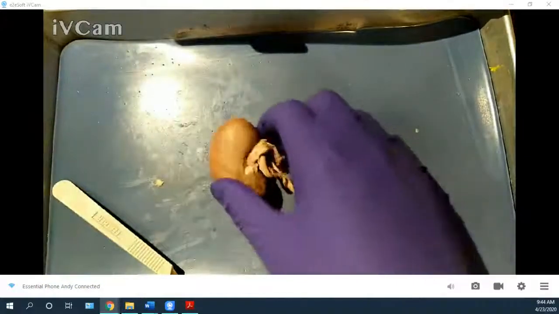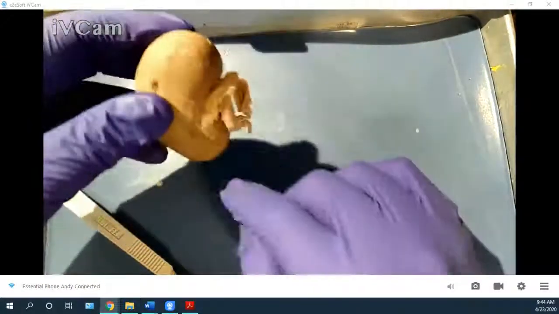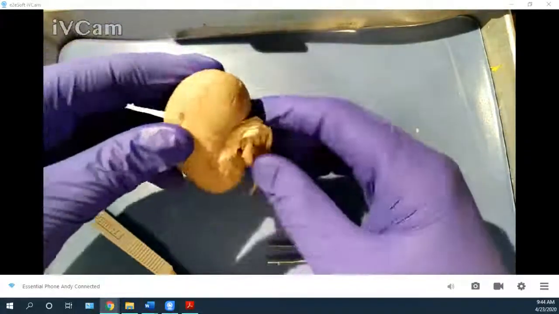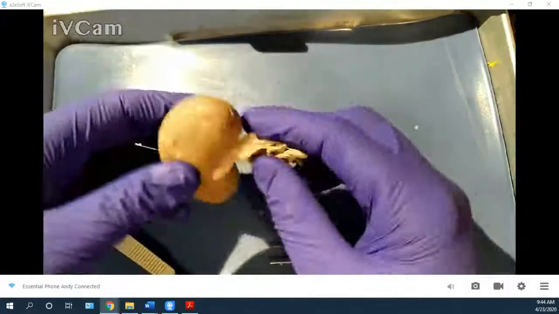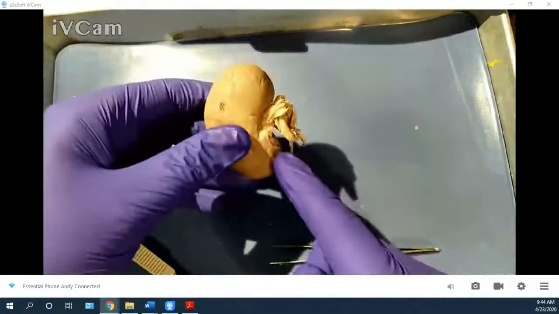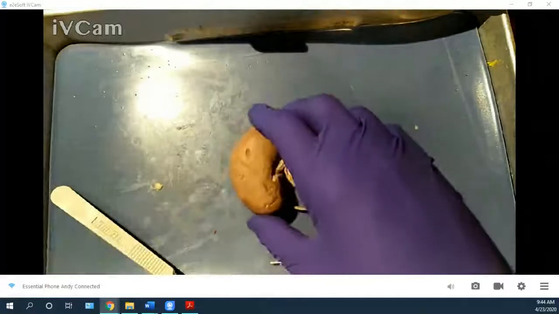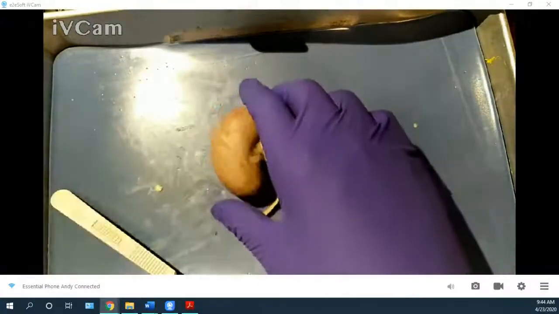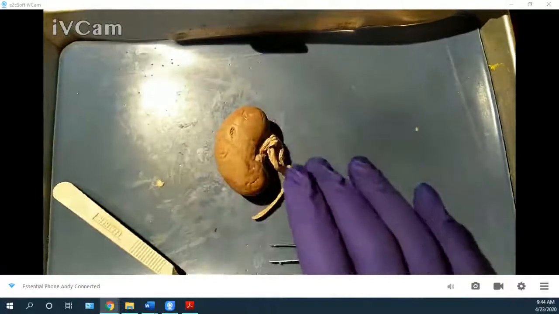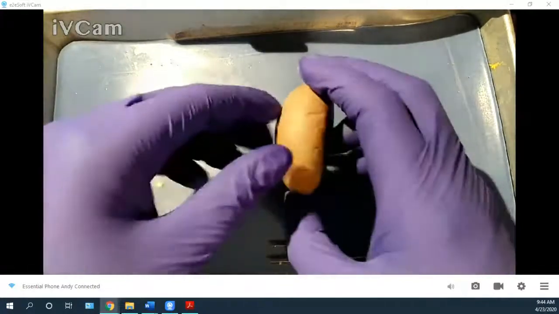Okay, so we have two poles on a kidney, the upper, and then we have the lower. We have an anterior, and we have a posterior side. We have two borders. We have a medial border and a lateral border. And on top, we have an adrenal gland right up here. So this is the external anatomy of a kidney.